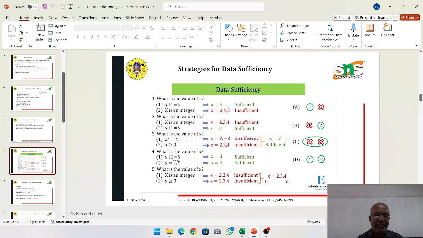Next one comes as x plus 2 is equal to 5, which is sufficient, and x is the square root of 9. This is also sufficient. Here either 1 or 2 is sufficient, we can say.